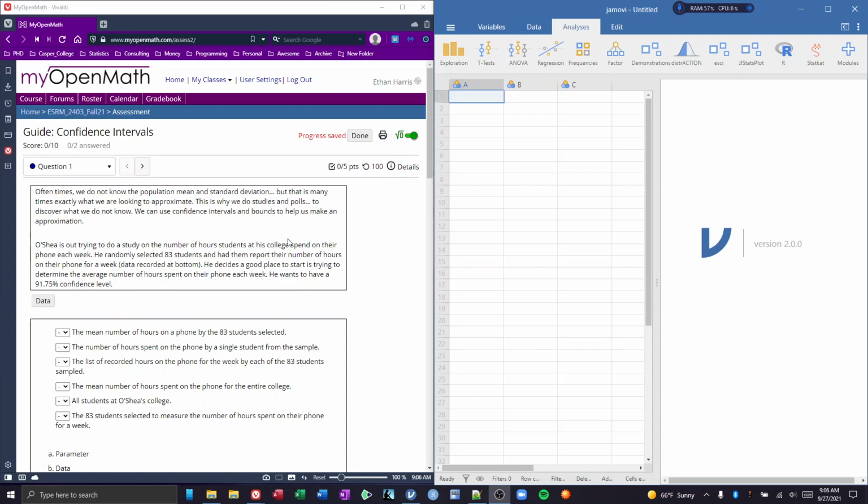All right, here it is. O'Shea is out trying to do a study on the number of hours students at his college spend on their phone each week. He randomly selected 83 students and had them report their numbers of hours on their phone for a week. Data recorded here at the bottom. He decides a good place to start is trying to determine the average number of hours spent on their phone each week. He wants to have a 91.75% confidence level.